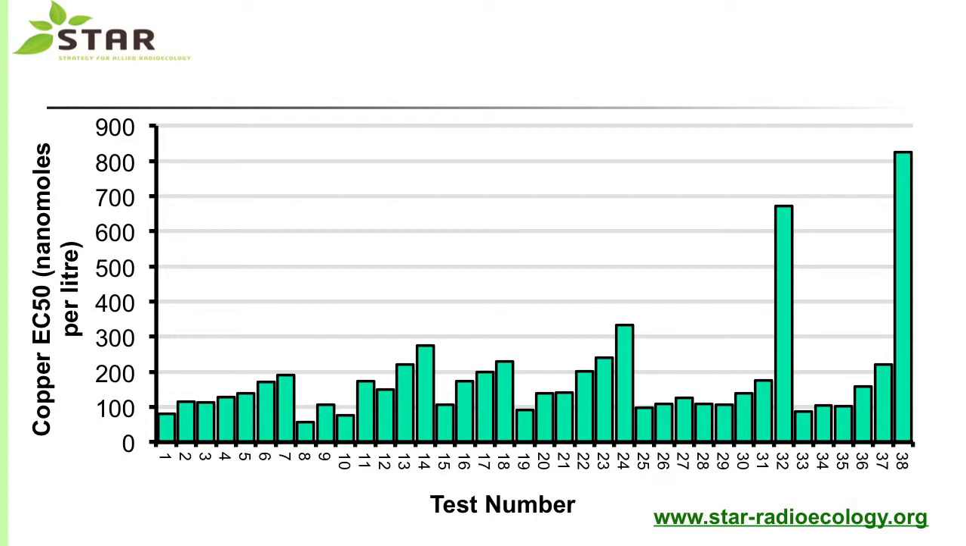So this chart explains the issue. What it shows is the toxicity of copper to the water flea, Daphnia magna, across a series of different water chemistries. And the higher the bar, the less toxic is the copper in that particular water. And we can see that across all these waters, there's a considerable variation in the toxicity of the copper by over an order of magnitude.